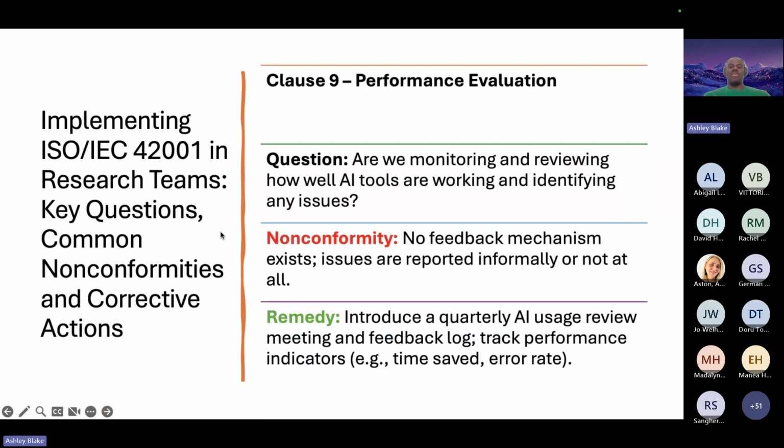Clause 9, performance evaluation. So the question is, are we monitoring and reviewing how well AI tools are working, identifying any issues? So you'd be non-conforming if there's no feedback mechanism and issues are reported informally or not at all. So how would you remedy this? You would introduce a quarterly AI usage review meeting and a feedback log to track performance, time saved, and the error rate as required.